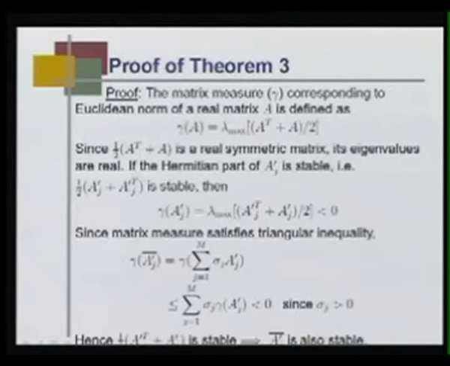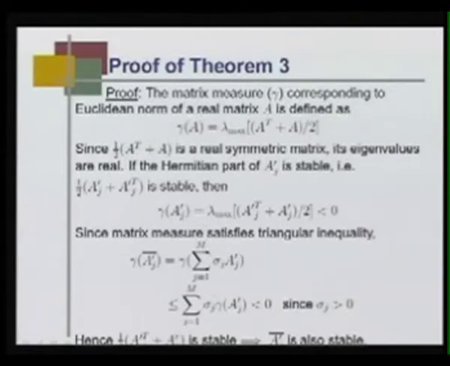Since the matrix measure satisfies the triangular inequality, I can write the measure of my overall matrix A bar as gamma of the summation j equal to 1 to n of the individual A_zs. And now this is less than or equal to, using the triangular inequality, I can take this gamma inside the summation, and so the individual is sigma j gamma of A_j dash, because the matrix measure satisfies the triangular inequality by using that theorem.